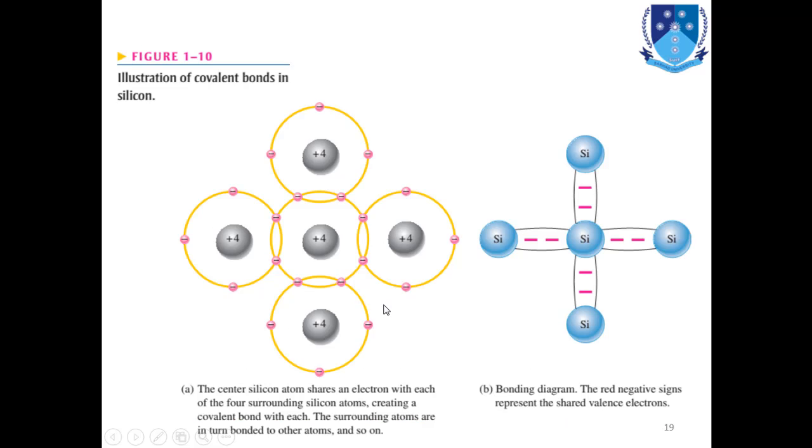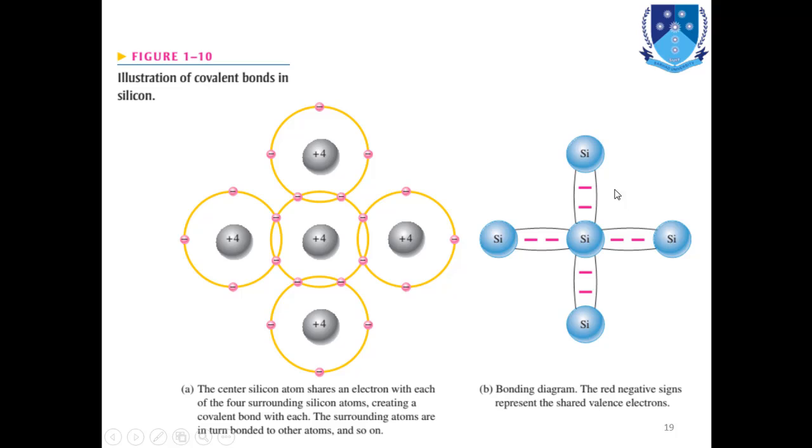Figure 1.1 represents the covalent bond in silicon. Here you can see that the central silicon atom has four valence electrons while it is sharing one electron with its four neighbors. The bonding diagram is shown in part B of that figure. Here the red negative sign represents the shared valence electron. So we can see that the central silicon atom now has 8 electrons.